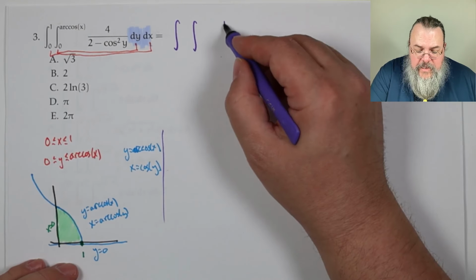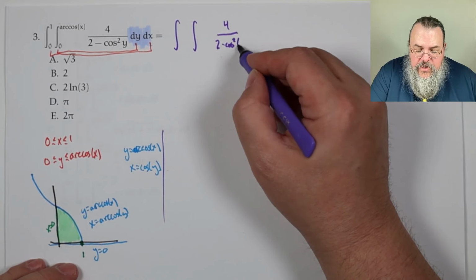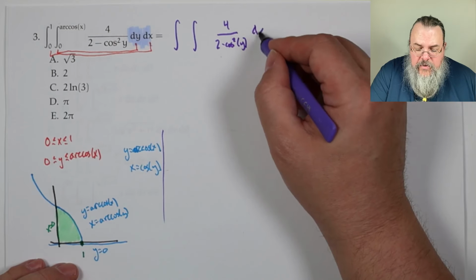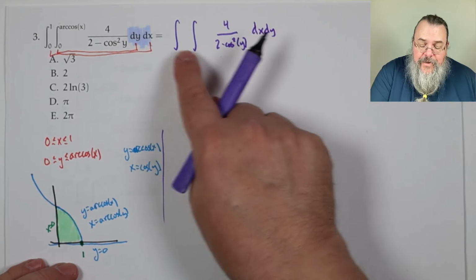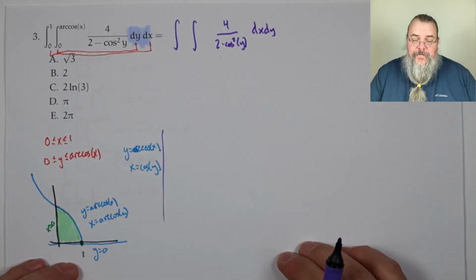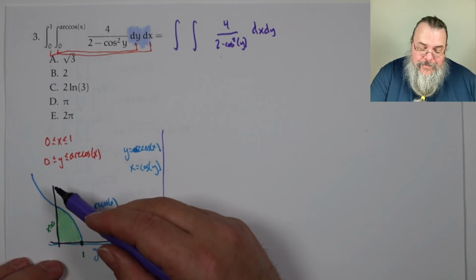The function stays the same. This is not a change of the function. We're just changing the order. So that only affects changing this piece and changing these bounds. So we say, well, what's going on? Where does y go between?